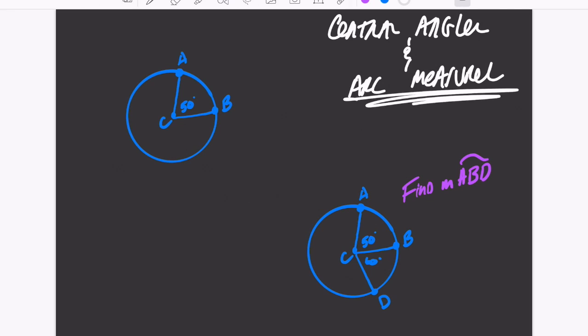We're combining two units today on central angles and arc measures. A central angle is just an angle whose vertex is at the center of the circle. So for instance, over here on the top left, I could say that angle ACB, because C is the center, ACB is a central angle.